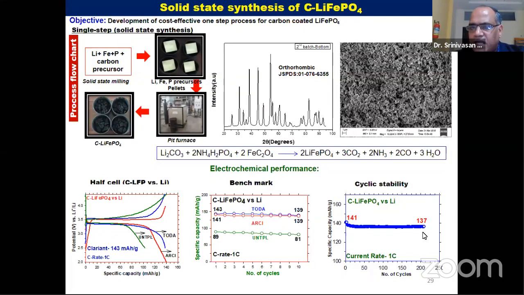And if you see the cyclic stability, the energy stored at the first cycle is 141 milliampere hour per gram. Even after 200 cycles, and we have 1000 cycle data also, hardly 1 to 5% capacity decay is there as the cycle number increases. So the material shows capacity on par with the commercial one, and also long cyclic stability.